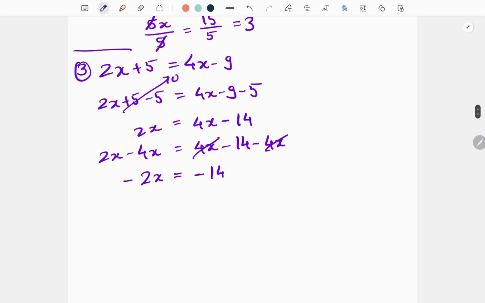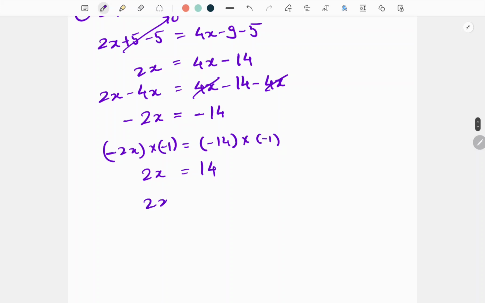Now I can multiply both sides by minus 1. I'm allowed to do that just to make sure that the equation looks familiar to what we have here. So minus 2x times minus 1 is equal to minus 14 times minus 1. And a negative of a negative number being positive, I get 2x is equal to 14. And now this is simple. We divide both sides by 2. 2x divided by 2 is equal to 14 divided by 2, which is 7. So finally I get x equal to 7.